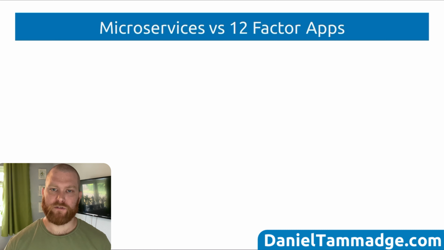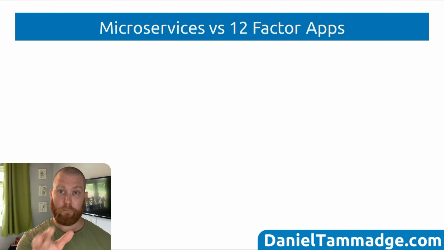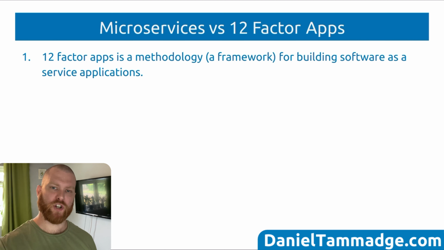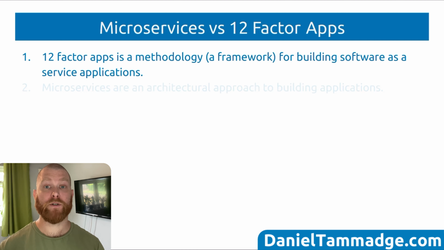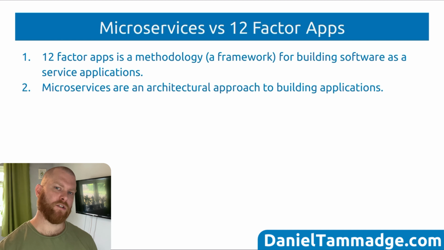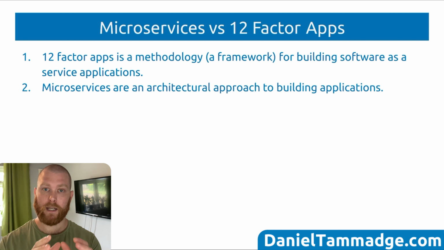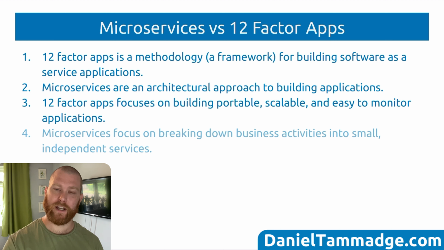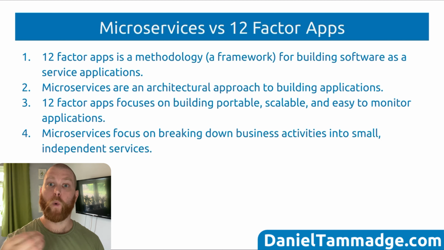Okay, so what are the differences between 12-factor apps and microservices? Well, the 12-factor app is a methodology for building applications, services that are portable, scalable, and easy to observe and monitor. Microservices, on the other hand, is an architectural approach to breaking down business activities into small, independent services, allowing for scalability, optimization, increased innovation, and quicker time to market of features.